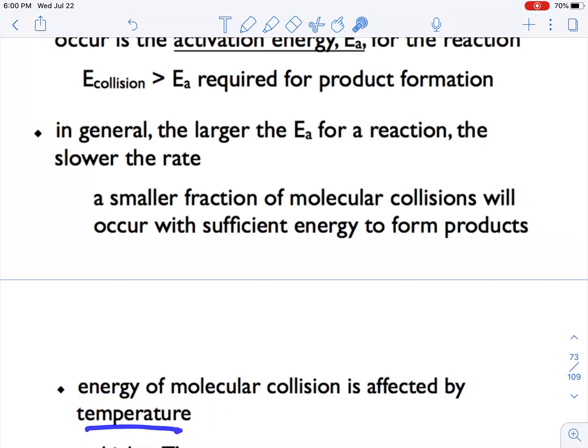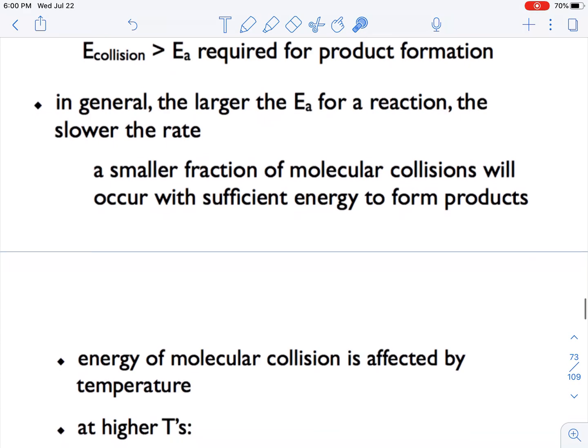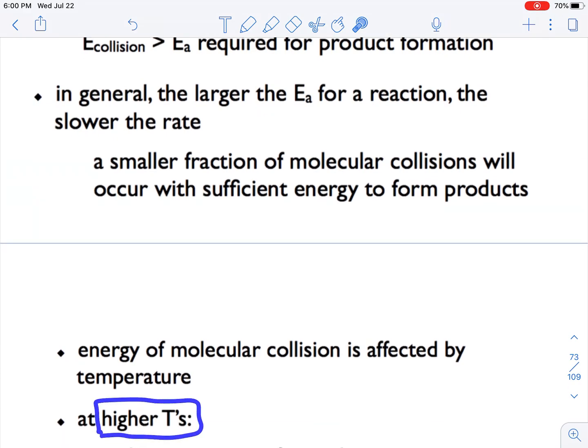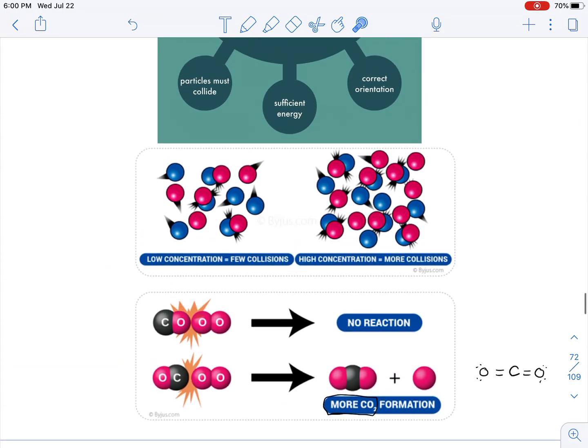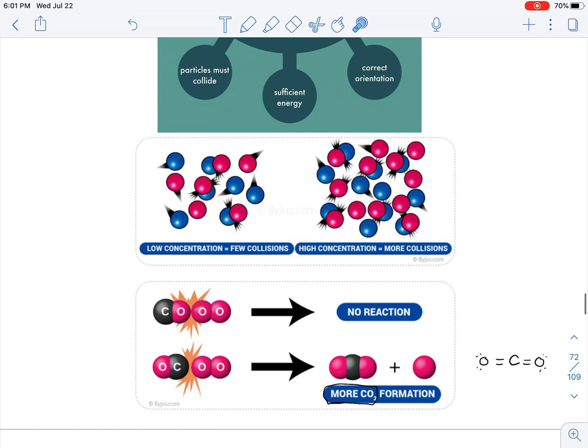And so it turns out that temperature plays a strong role in the energy of the molecular collisions. And so if you increase the temperature of the environment, that's going to increase the kinetic energy that those molecules will have. And if you increase the kinetic energy, then the frequency of collisions is going to increase, and therefore you'll have a higher probability that those molecules will be able to sample the correct molecular orientation, and it will have a higher amount of energy required to overcome the activation barrier or the activation energy.